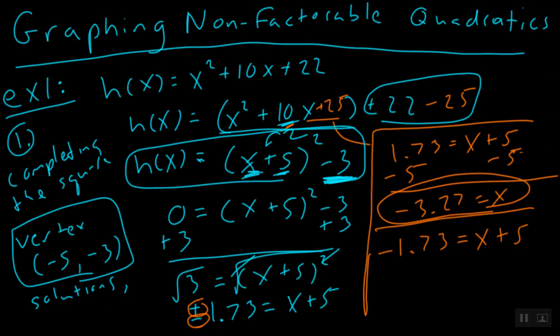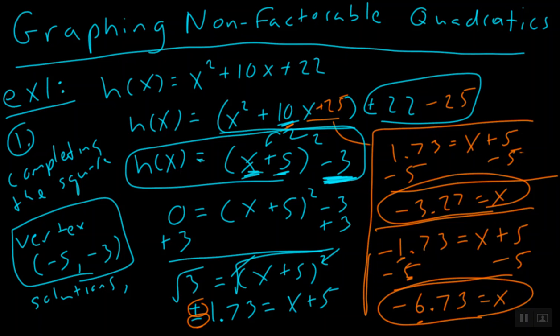That's one of our x-intercepts. And here, of course, we still subtract 5. We subtract 5. And this will, of course, be negative 6.73. You just add those coefficients, 1 and 6. Or I'm sorry, 1 and 5 gives us 6 is equal to x.